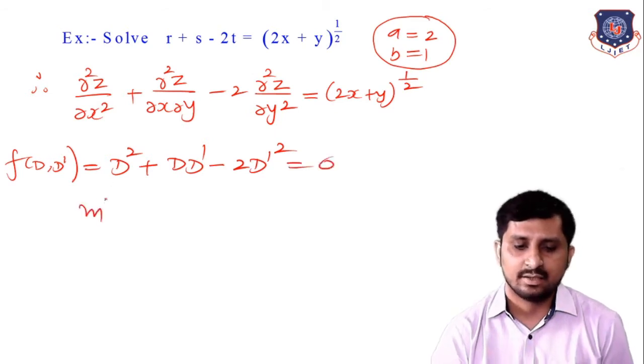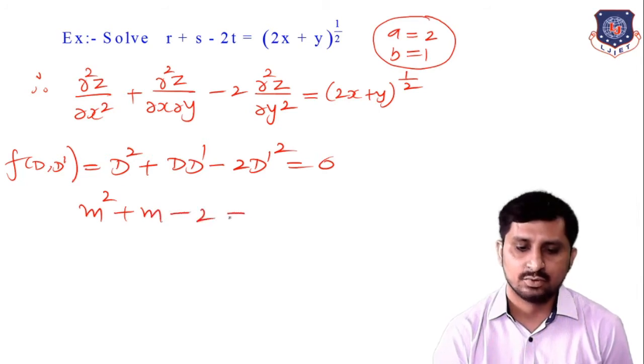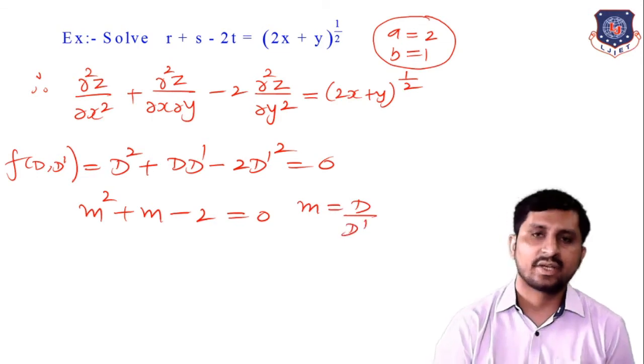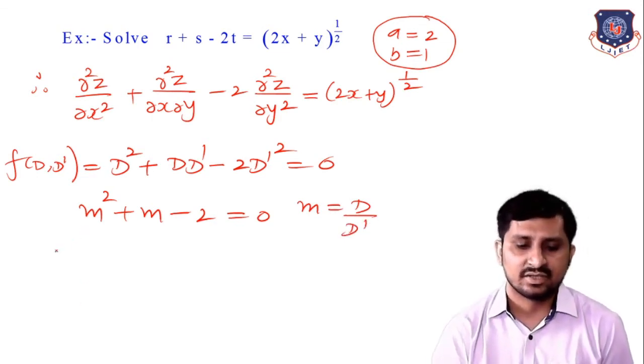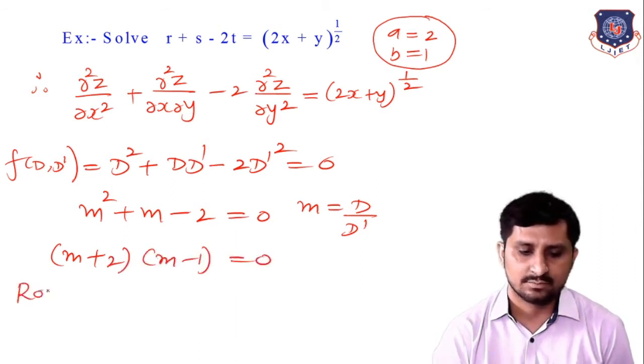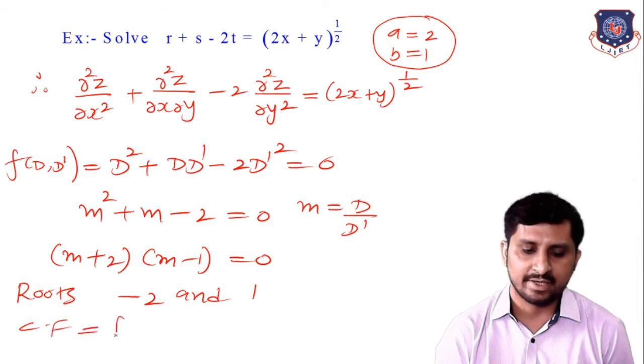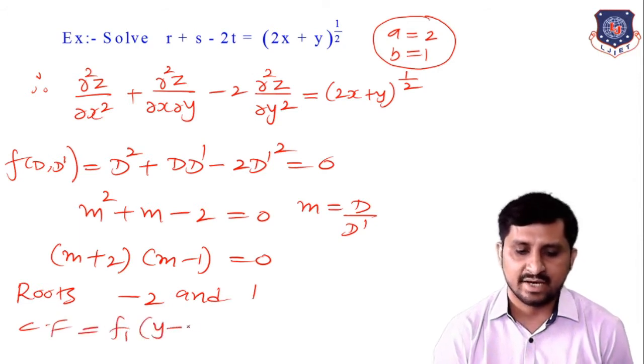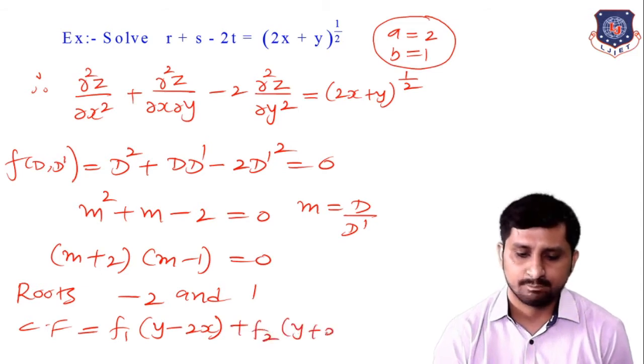So what is my function of m? That is m square plus m minus 2, that is equal to 0. Don't forget to write m is nothing but D by D dash. Okay, and I can easily simplify. So this is (m plus 2) into (m minus 1). Okay, so what are the roots? The roots are minus 2 and 1. Okay, so I can write the complementary function, that is f1 of (y minus 2x) plus f2 of (y plus x).